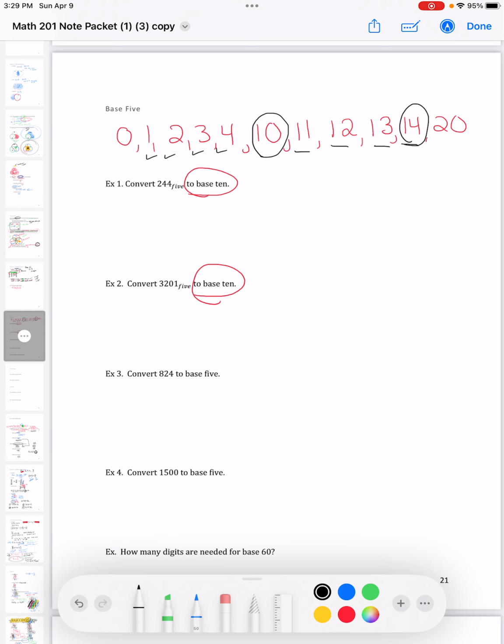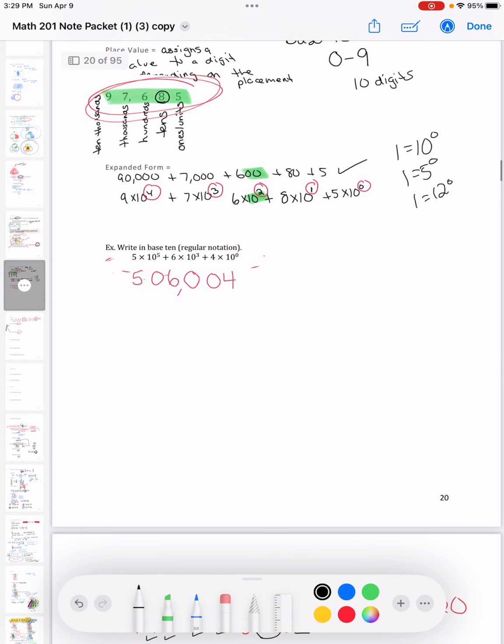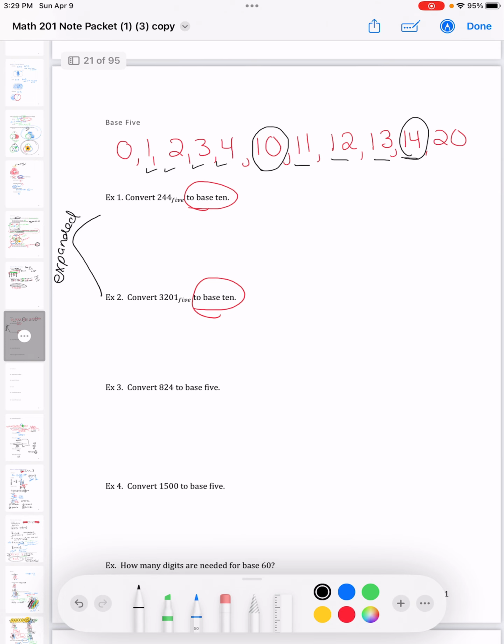To do that, I'm going to use expanded form. Just like we saw in base 10 where we had this expanded form with the exponents, I'm going to use that same thing here. Since I'm in base 5, 5 is going to be the base of all my exponents. And remember, the ones place has a 0 exponent, then 1, 2.